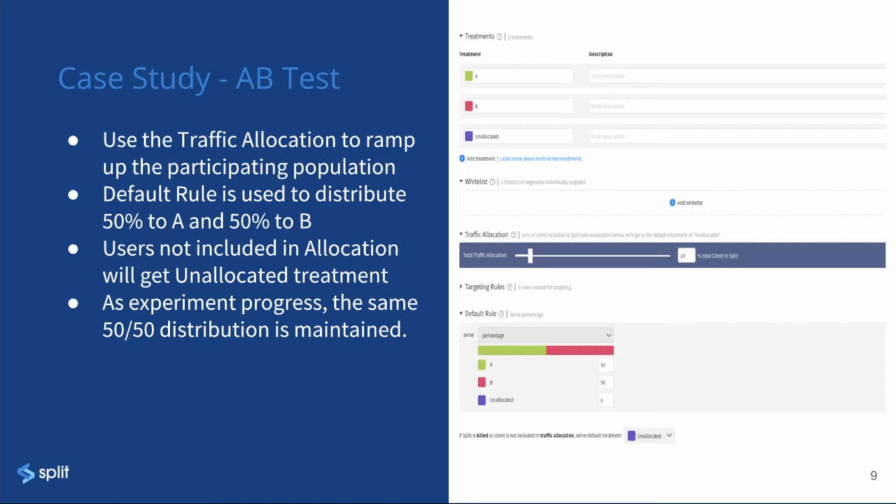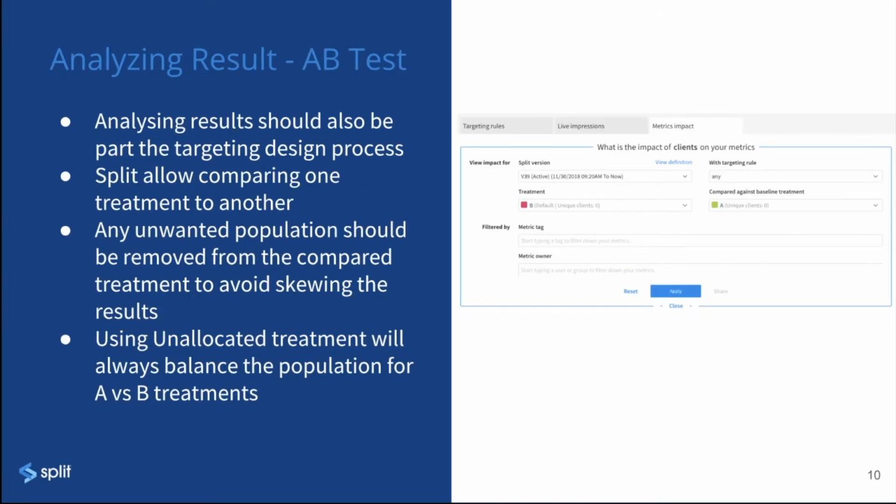Now, we added an unallocated treatment. The reason that we use an unallocated treatment is so that we will be able to analyze the results of one treatment compared to another. Now, the only two treatments we care about are our A and B treatments, or A and B populations.